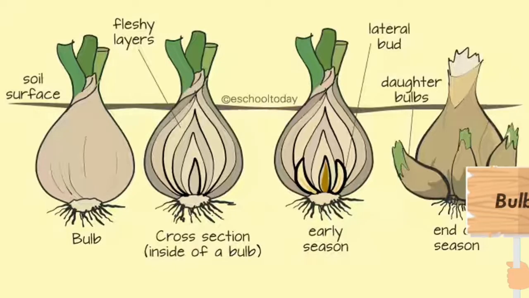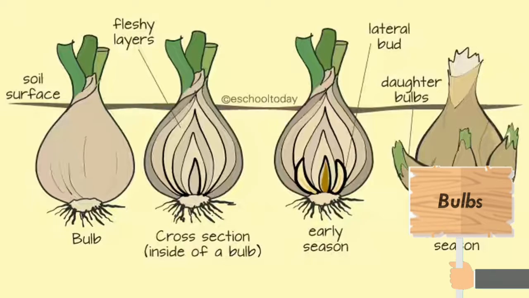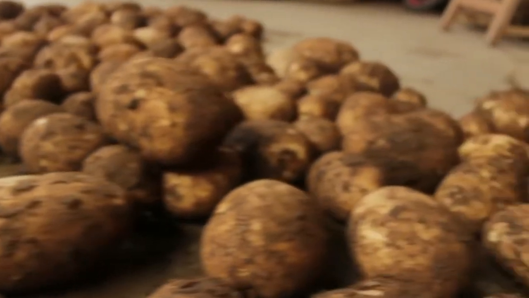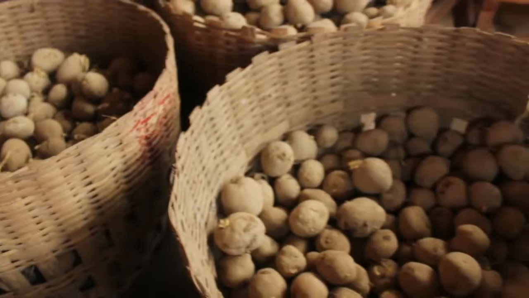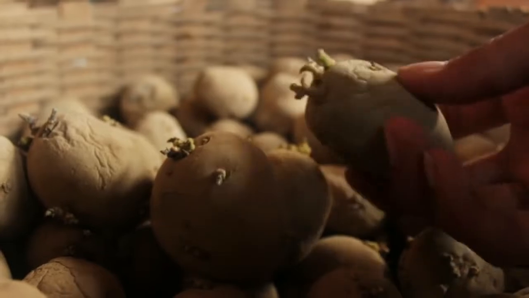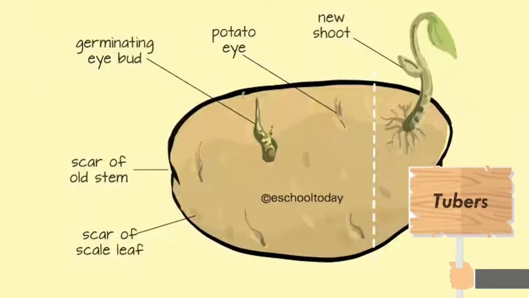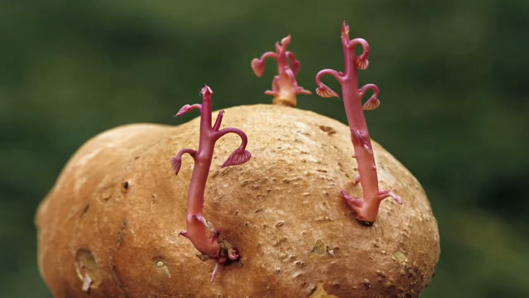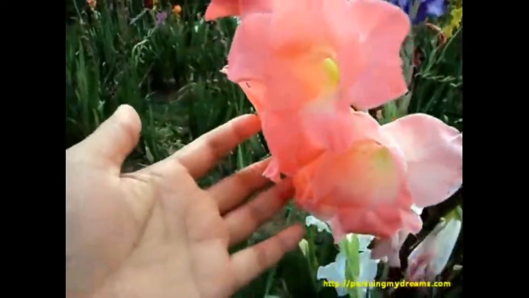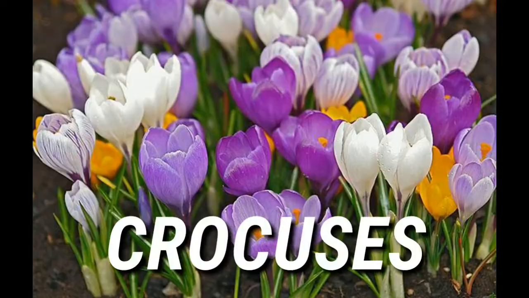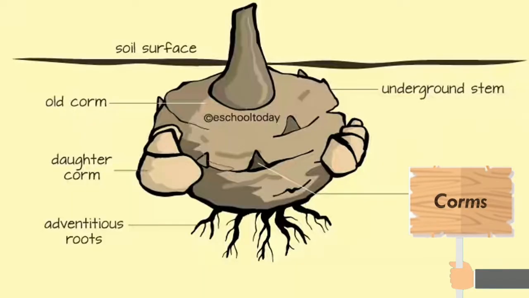Plants like onion, hyacinth, narcissus, and tulips reproduce by dividing their underground bulbs into more bulbs. Potatoes and dahlia reproduce by involving underground tubers. Gladioli and crocuses reproduce in a similar way with corms.